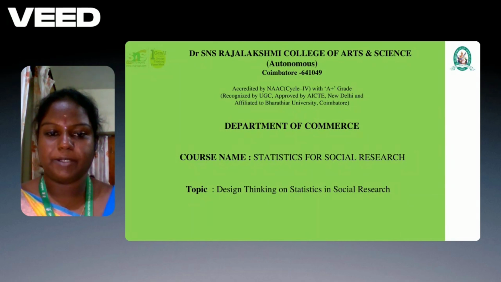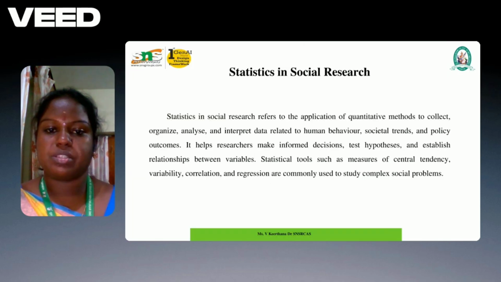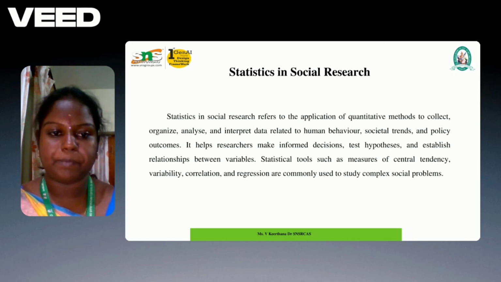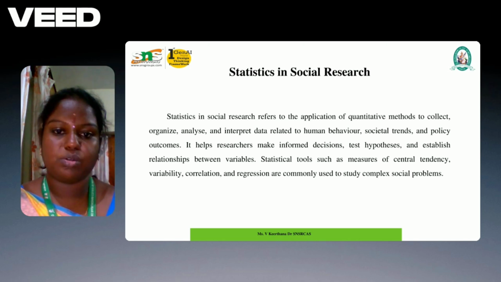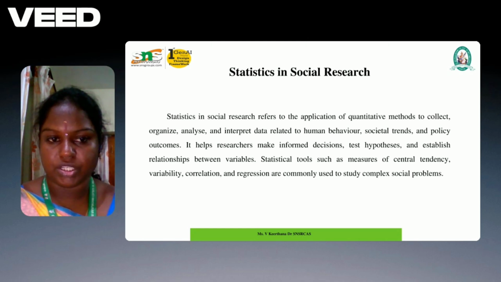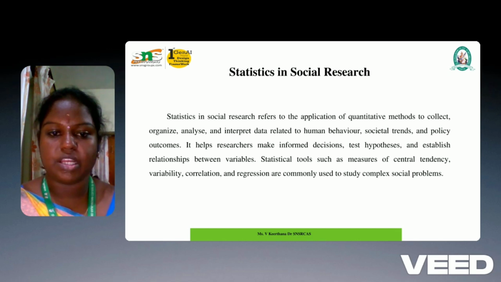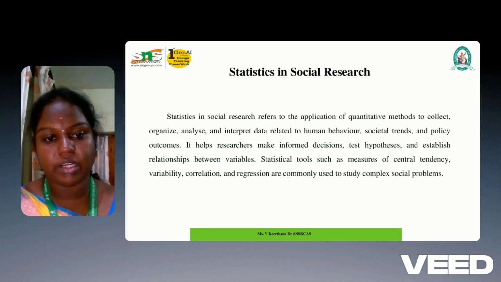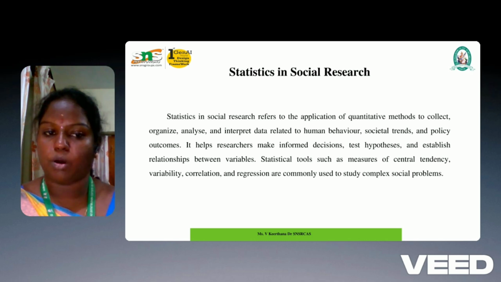Today I am here to present a design thinking concept on the subject statistics for social research. First we can see what is statistics. So statistics in social research refers to the application of quantitative methods to collect, organize, analyze, and interpret data related to human behavior, societal trends, and policy outcomes. It helps researchers to make informed decisions, test hypotheses, and establish relationship between variables. Statistical tools such as measures of central tendency, variability, correlation, regression are commonly used to study complex social problems.